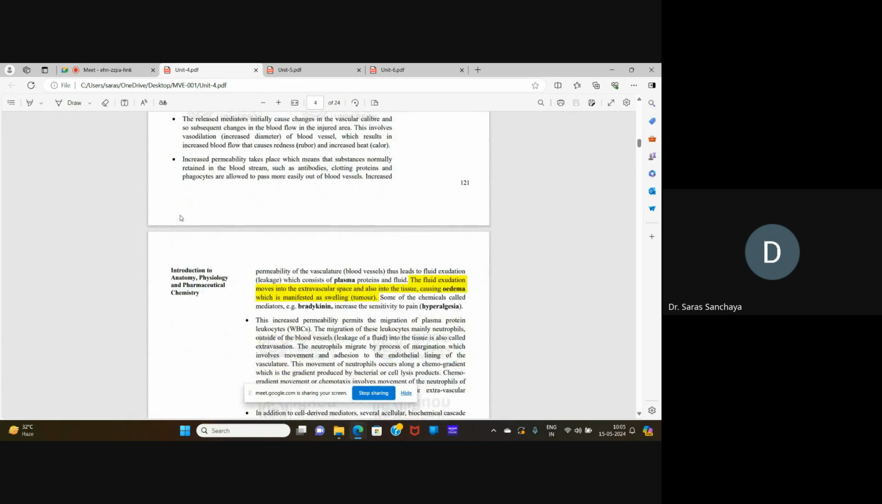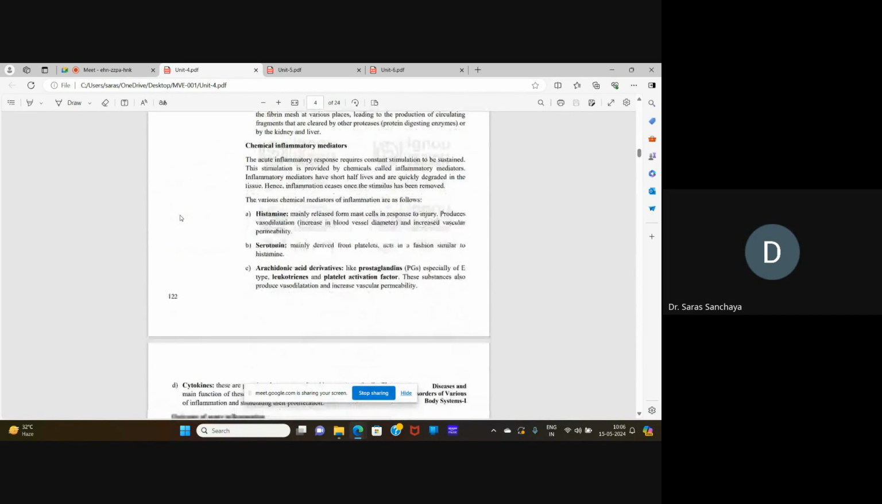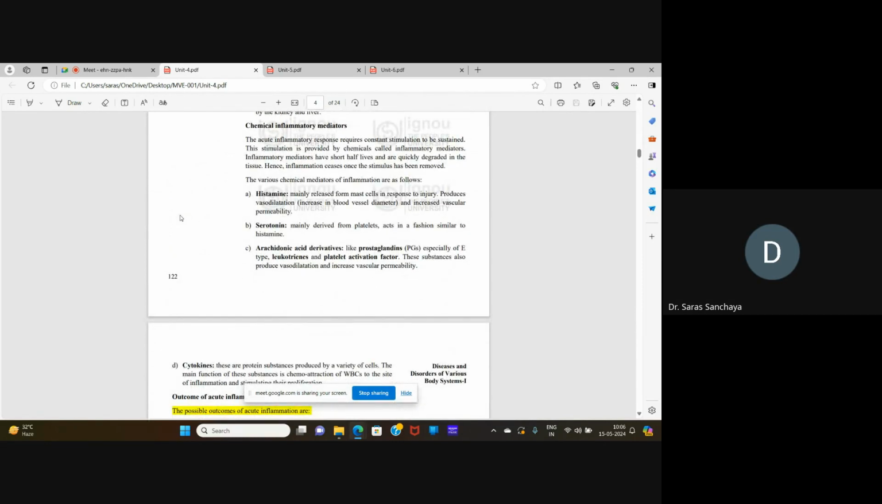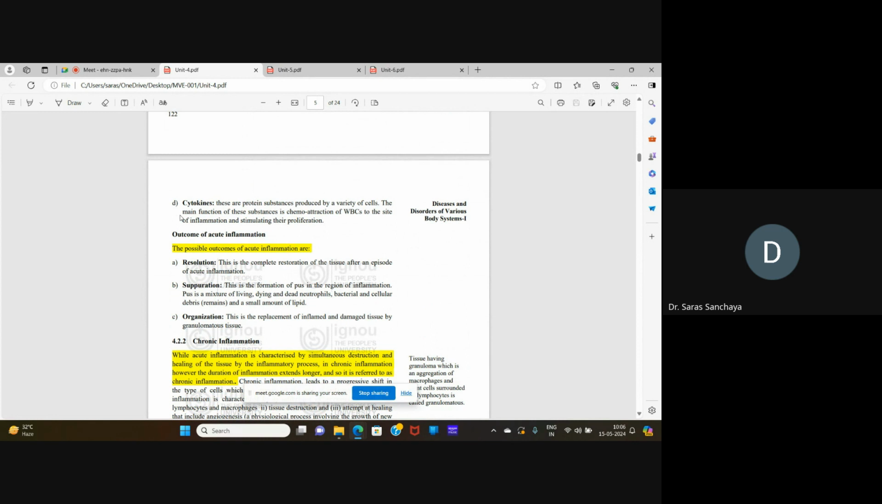The fluid exudation moves into the extravascular space and also into tissue, causing edema, which is manifested as swelling, that is tumor, during the inflammation. Some of the chemical mediators are bradykinin, which increases sensitivity to pain, which is hyperalgesia. There are various mediators like histamine, serotonin, arachidonic acid derivatives, prostaglandins, leukotrienes, platelet activation factors, and cytokines, which help in mediation of inflammation. Now we come to the outcome of acute inflammation.